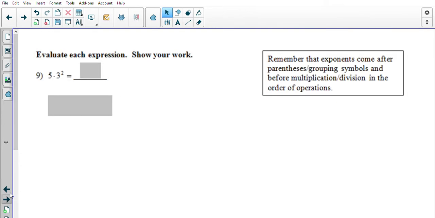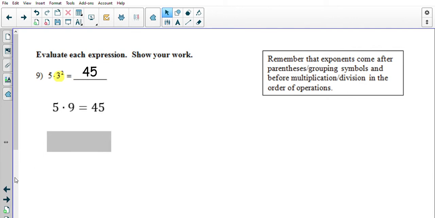All right, so let's evaluate some expressions. We still have to use order of operations. So remember that exponents come after parentheses or grouping symbols in the order of operations and before multiplication or division in the order of operations. So in number 9, I have 5 times 3 squared. I need to start by doing 3 to the second power, since that's an exponent, I don't have any parentheses or grouping symbols. So we're going to do 5 times 9 since 3 squared is 9. Final solution is 45. Again, we've got to follow those order of operations.